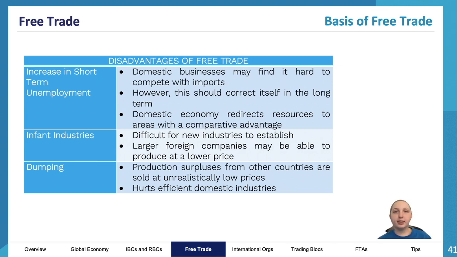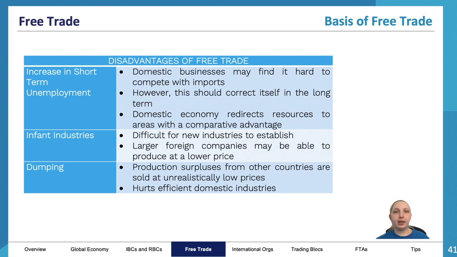Again, a lot of people say that this should either correct itself as industries start small and get bigger, or that we should just be allocating resources to where we can produce goods at a lower price anyway.